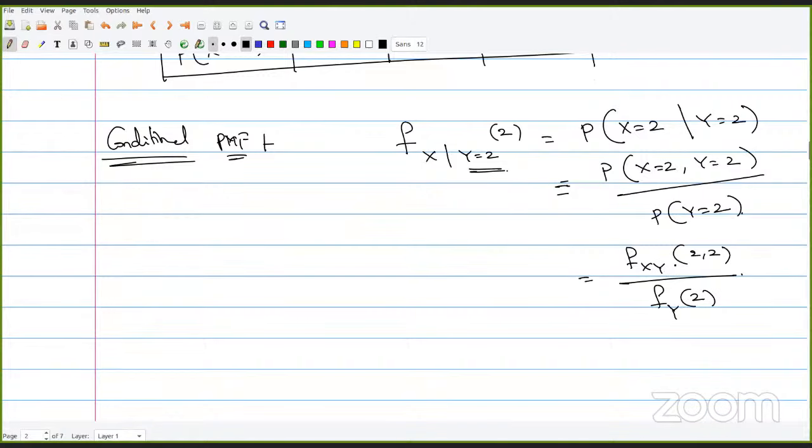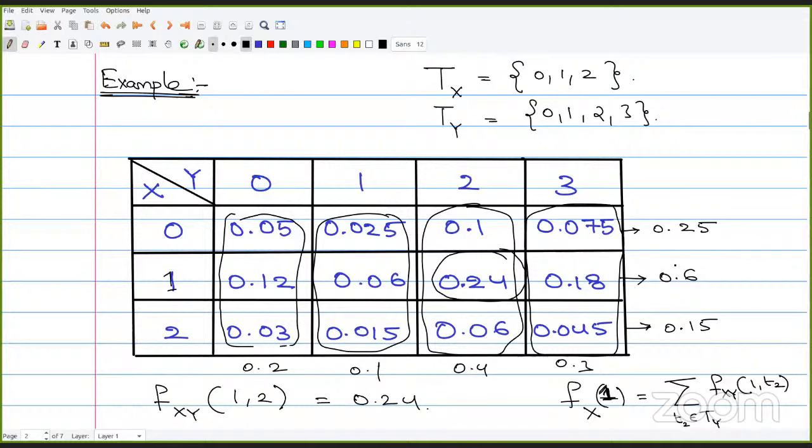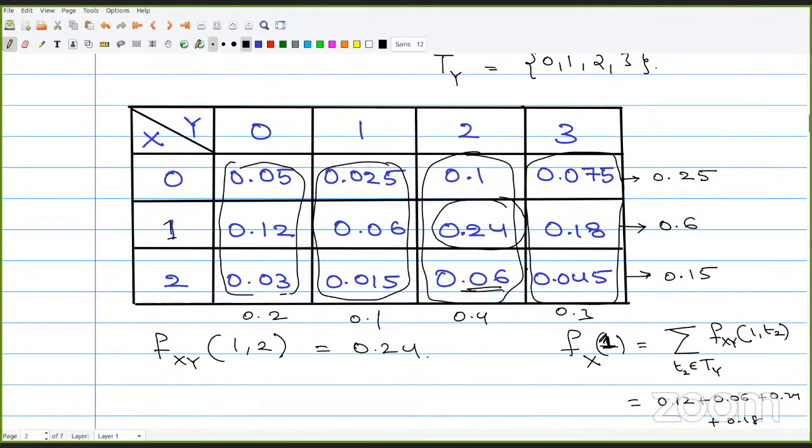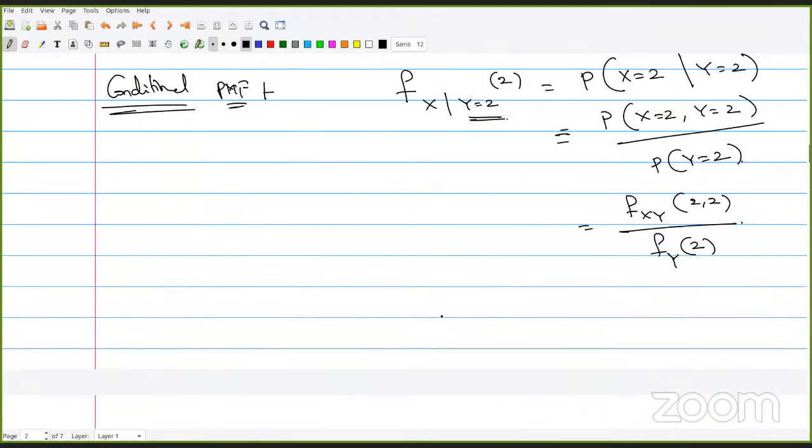Now see, Fxy of 2 comma 2, we can find it from the table. What is Fxy of 2 comma 2? Second row, second column, 0.06. And what is the probability that Y takes 2? From the table, 0.4. So this 0.4 is the probability that Y takes 2. So it's 0.15 by 0.4. So this is how the conditional PMF is found.